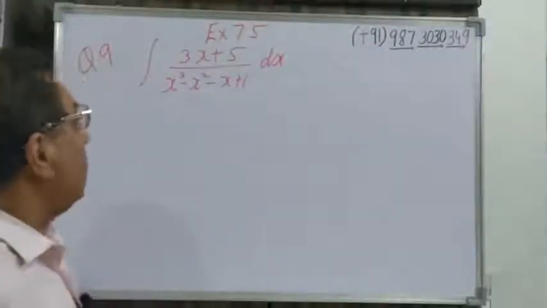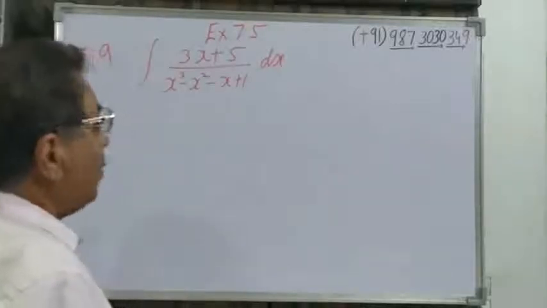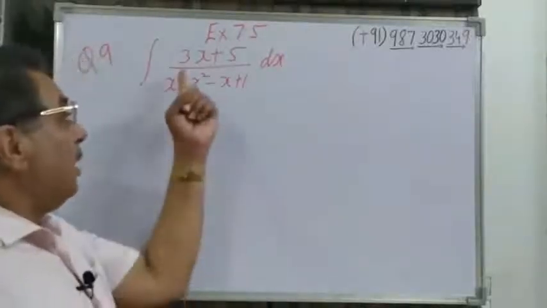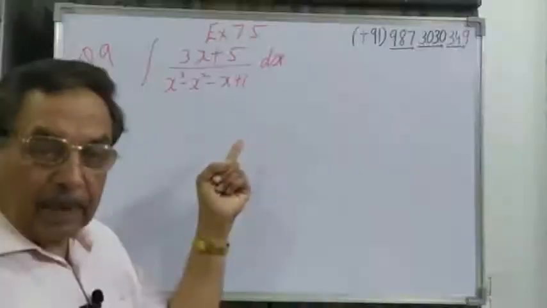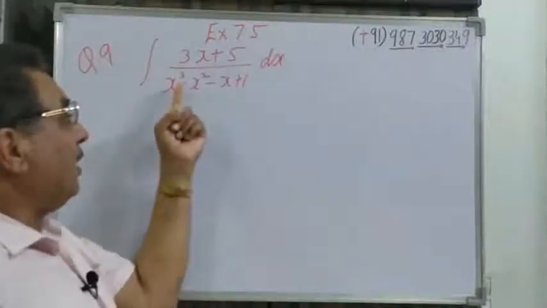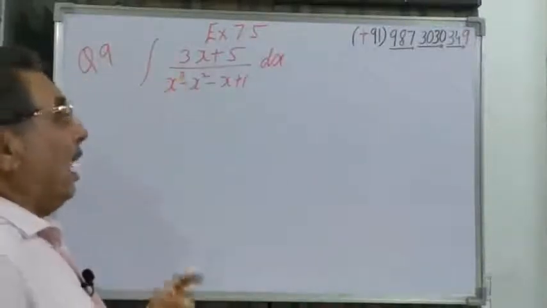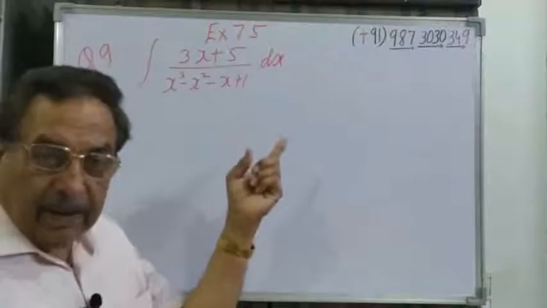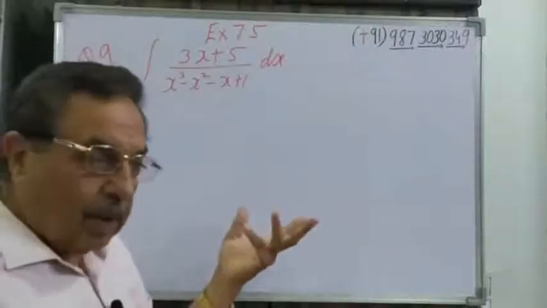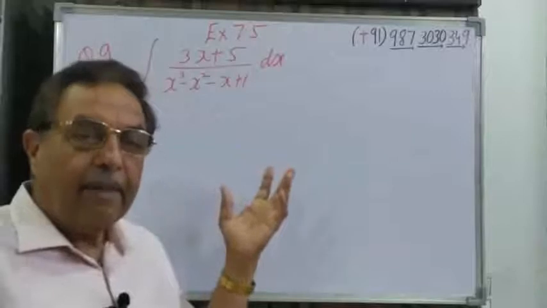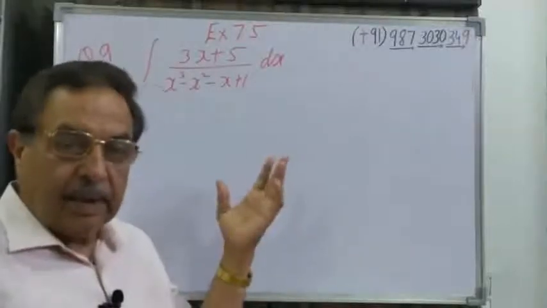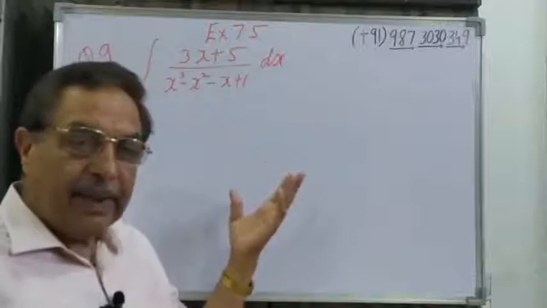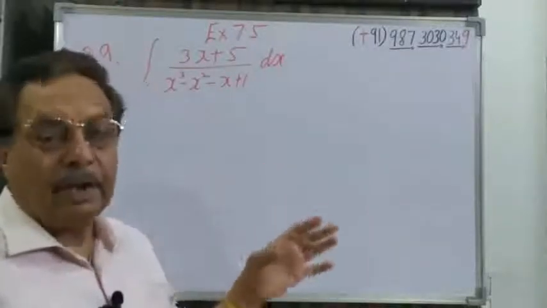Now the next important question of exercise 7.5 is question number 9. What do you observe? We see here the numerator 3x plus 5, and the denominator is a cubic polynomial having the power 3. When we look at it carefully, it seems to be factorizable. I didn't tell you any formula where the cubic can be factorized, so let us see. It will be factorizable either into quadratics or into linear factors.